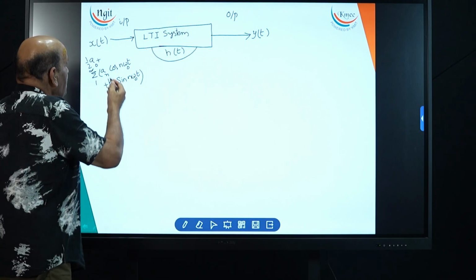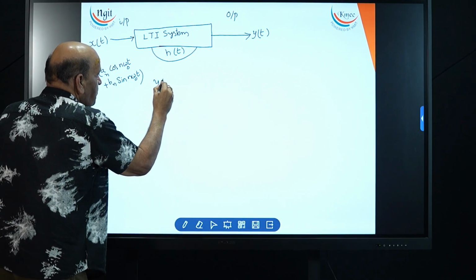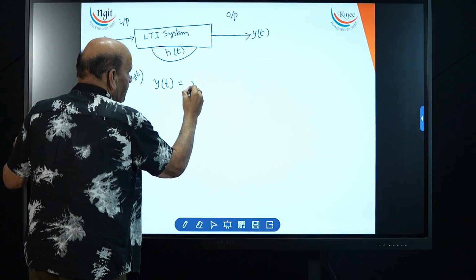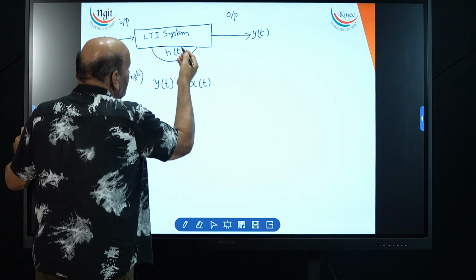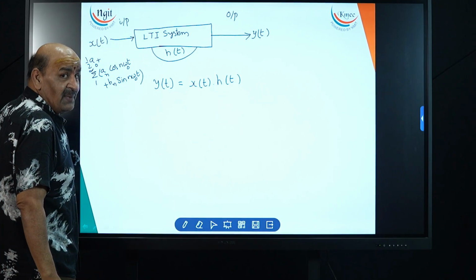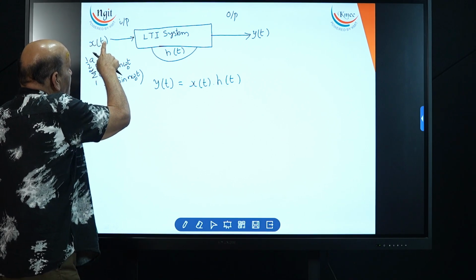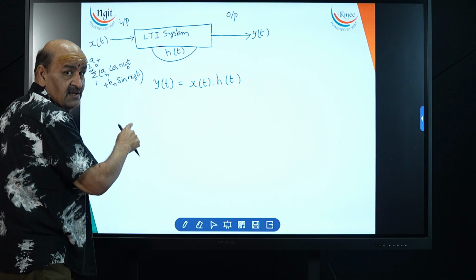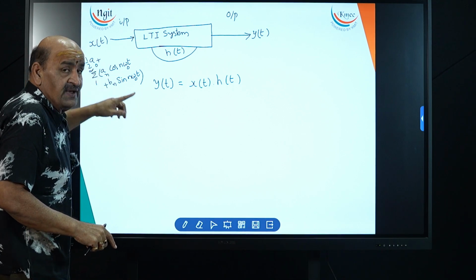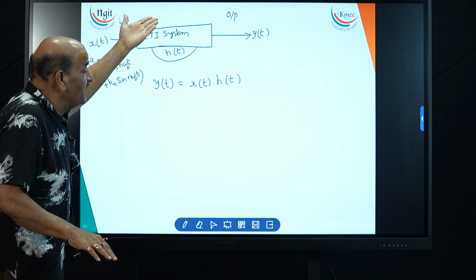For example, we send x of t and we get y of t. That means the output y of t is the signal we sent, x of t, combined with the response of the system, that is h of t. Sending the signal means sending the Fourier series of this signal. This Fourier series enters the system, and the entire Fourier series will be influenced by the response, the frequency wave of the system.